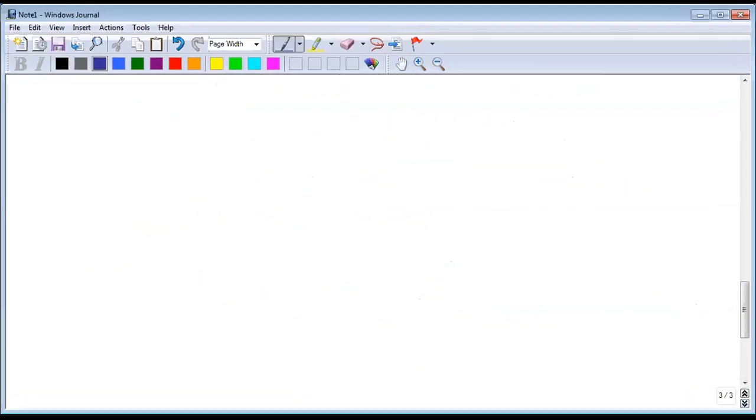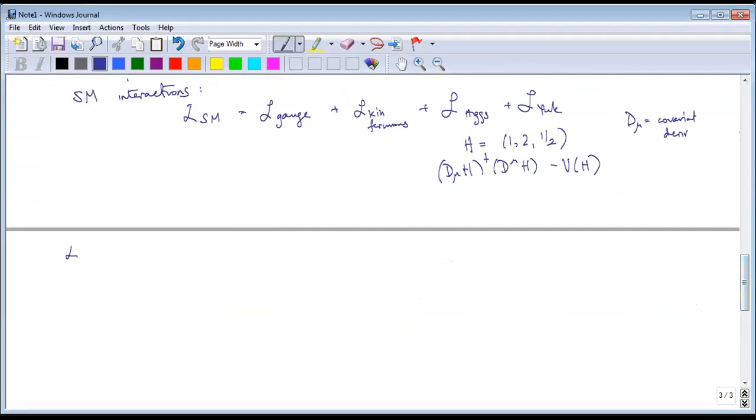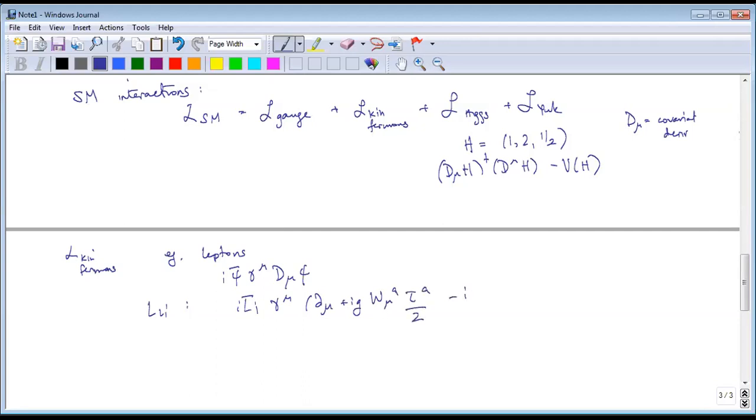So let's right now talk about, for example, the kinetic term for the fermions, e.g. for the leptons. These things generally look like the following, like psi bar, gamma mu, d mu. So we write out the covariant derivatives in the appropriate way. For example, for the lepton doublets, we have i L_i bar gamma mu, d mu plus i g W mu^a, and then our friends the Pauli matrices, minus i g prime over 2 B mu, delta ij, and then this is L_j.